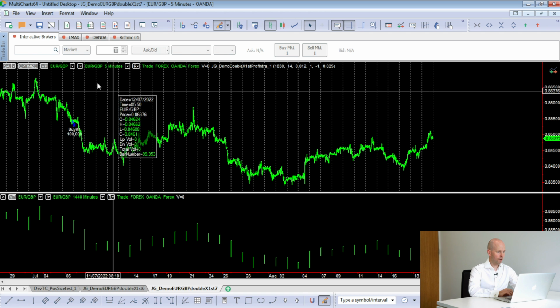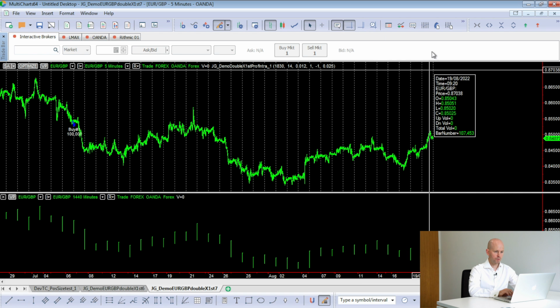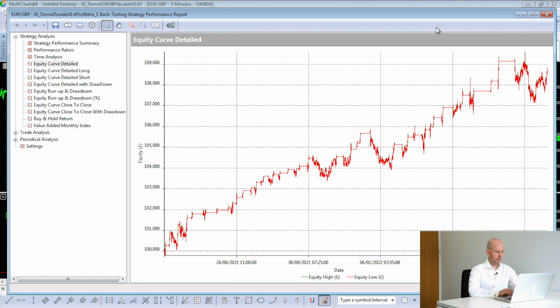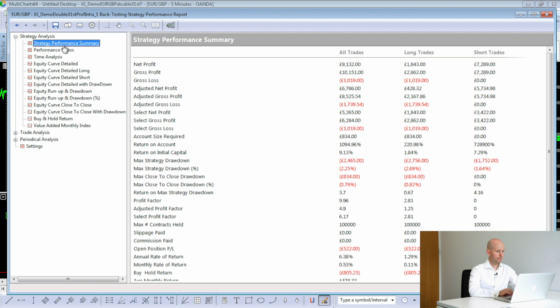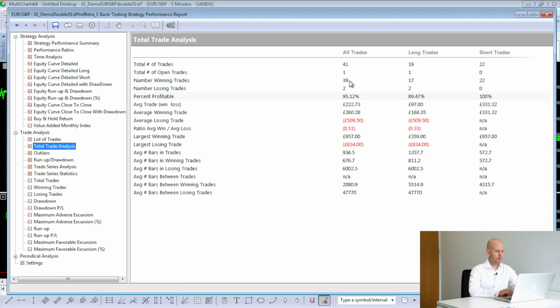Now on this chart, I've got data from when I developed the strategy first, so that's March 2021, right up until the present day, which is late August 2022. Looking at the equity curve, that's really quite nice, isn't it? Performance summary makes £9,000. So we've got 41 trades. The percent profitable for just this totally out of sample period is over 95%. And that's pretty incredible, isn't it?